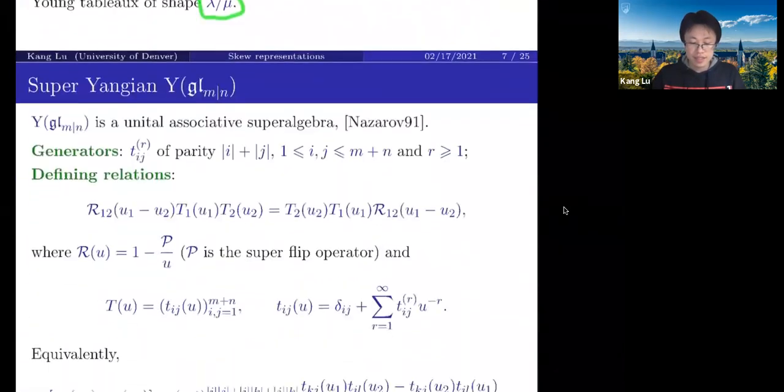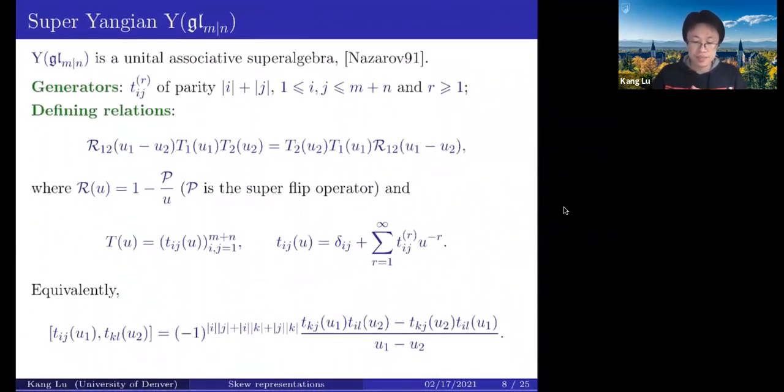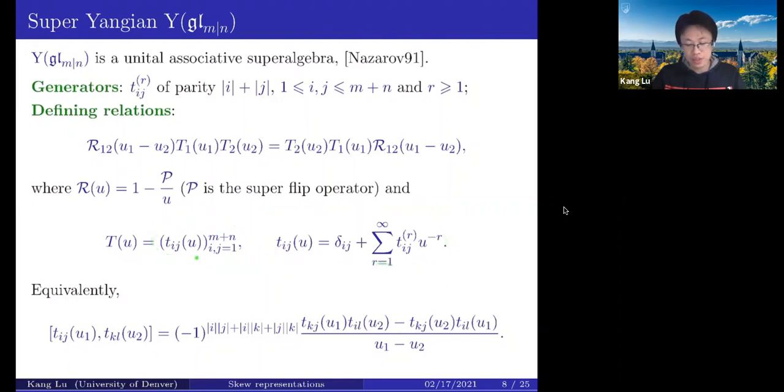Okay, then let us recall the definition of the super Yangian. The super Yangian is a unital associative superalgebra with some generators, T_ij^(r), where i, j goes from 1 to n plus n and r goes from 1 to infinity. So we can put the generators together to form a generating series. And then for each generating series, you put it to be the ij entry of some matrix, then you get a generating matrix.